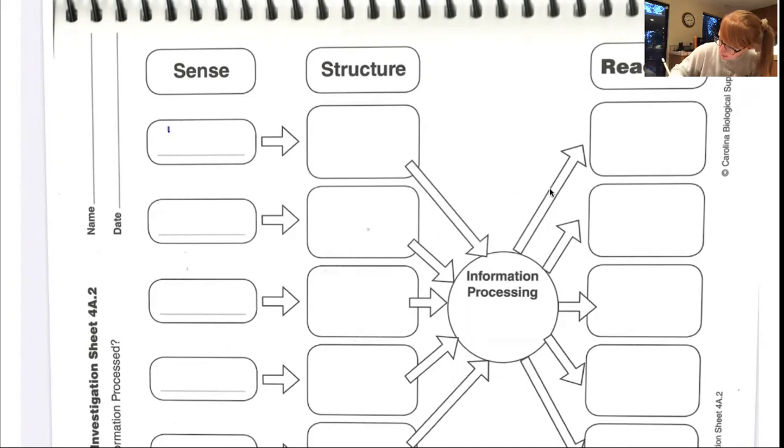So we'll write taste in here. Okay. And the structure that we use to process taste or to take in taste. First, we use our tongue, right? We put food in our mouth and we can taste it because of our tongue. And on our tongue, we have little tiny bumps that we need to make sure that we take care of that are called our taste buds.